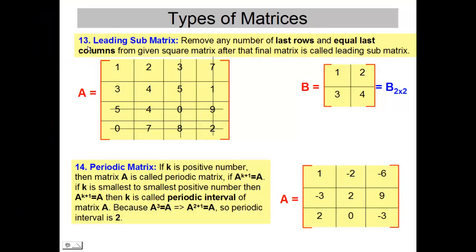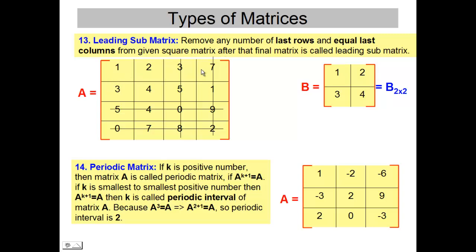Next, number 13 is the leading submatrix. The definition is to remove any number of last rows and last columns from a given square matrix. After that, the final matrix is called a leading submatrix. What is important is the last rows and last columns of the square matrix.